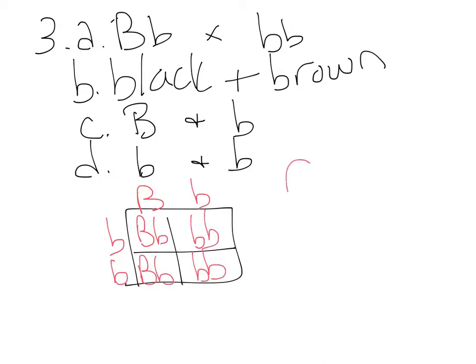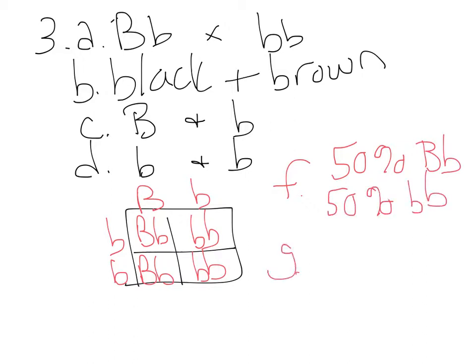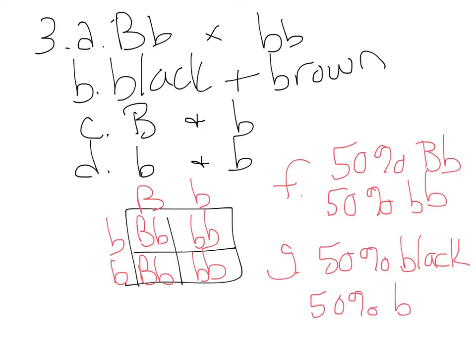Letter F, what is the expected genotype ratio of the offspring? You should have got 50% big B, little b, and 50% little b, little b. And what is the expected phenotype ratio of the offspring? You would get 50% black. You have to go back to the front of the problem if you don't remember, and 50% brown. And that finishes up number 3.